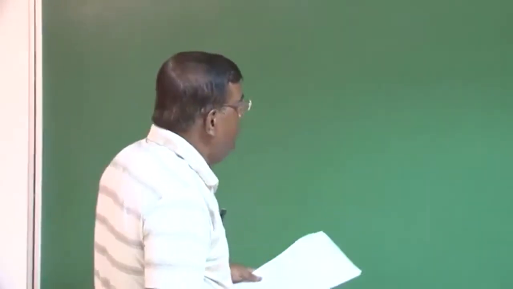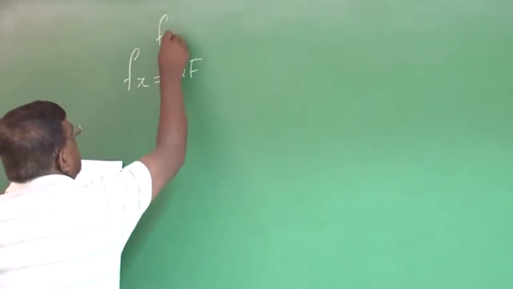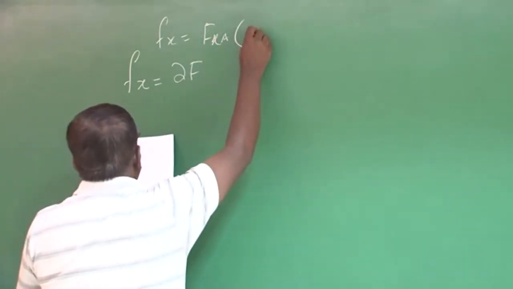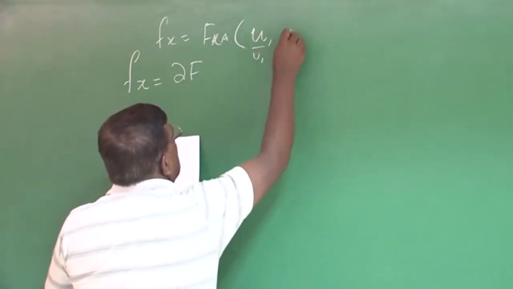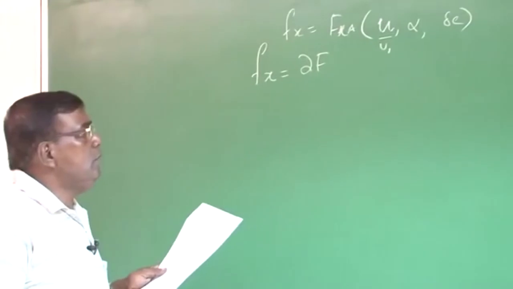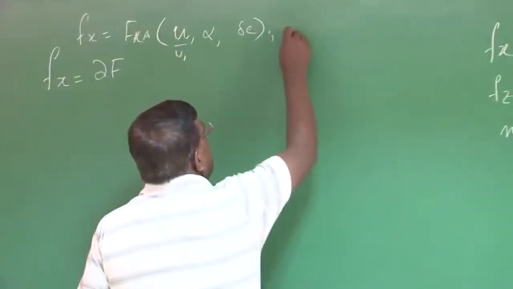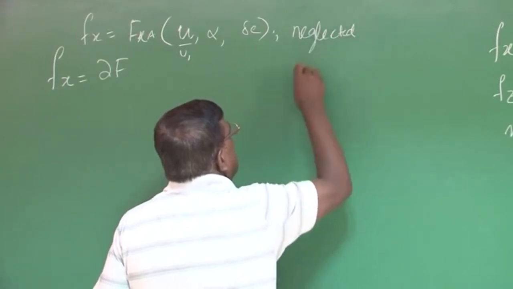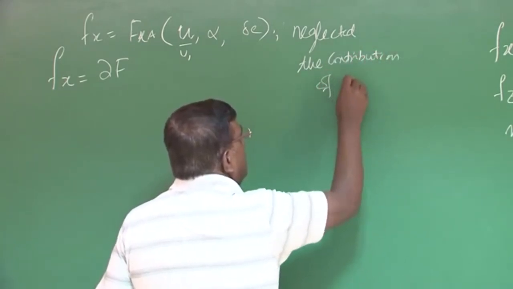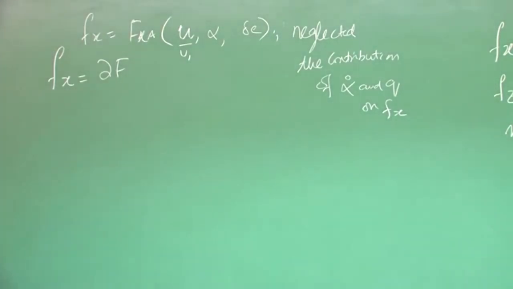So for that, what we did, we started writing fx as a function of, let's say, u by u1, alpha and delta e. That means we have neglected the contribution of alpha dot and q on the perturbed aerodynamic force fx. This should be very, very clear.